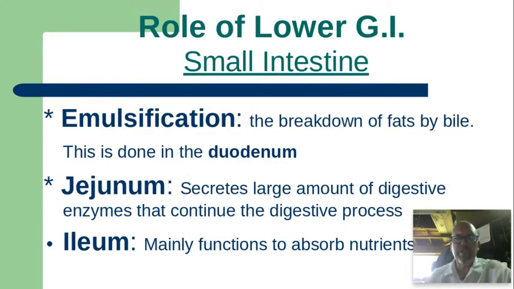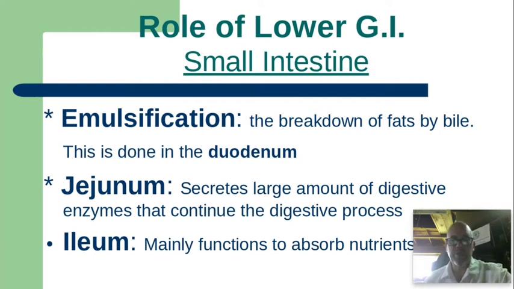The role of the lower GI, the small intestine: emulsification, the breakdown of fats by bile. This is done in the duodenum, the very end of the stomach. As you're leaving the stomach, it starts to enter this portion. Emulsification is the mixture of digestive fluids and churning of the chyme that's been built, mixing those together to create the bolus that will be moving through our body.